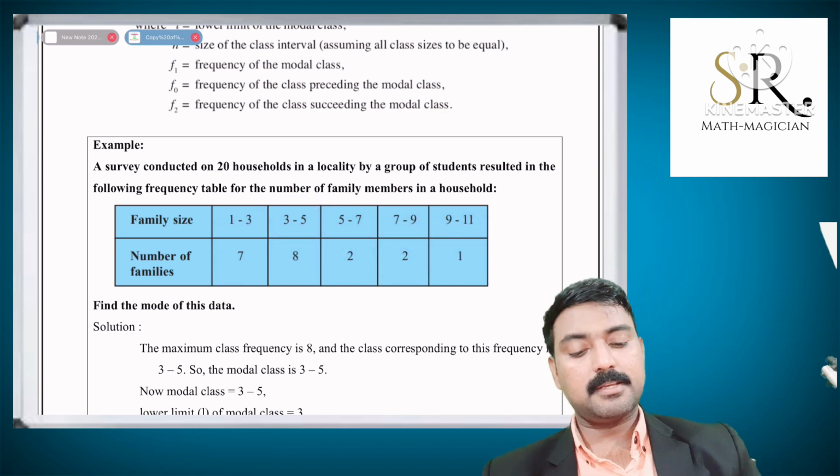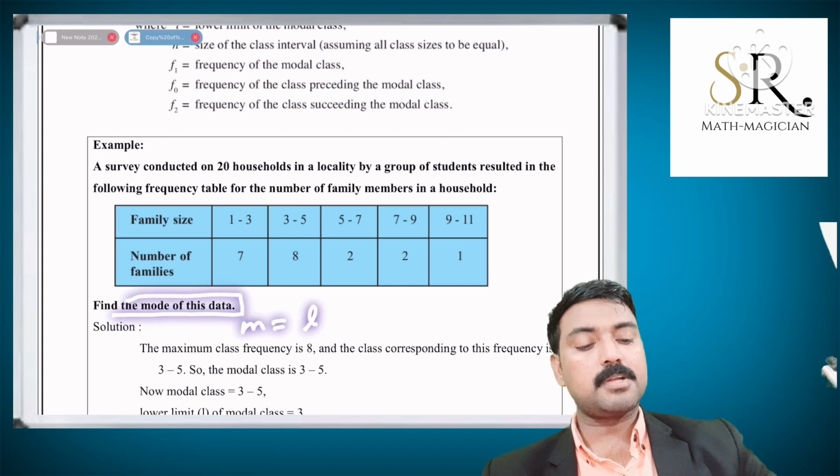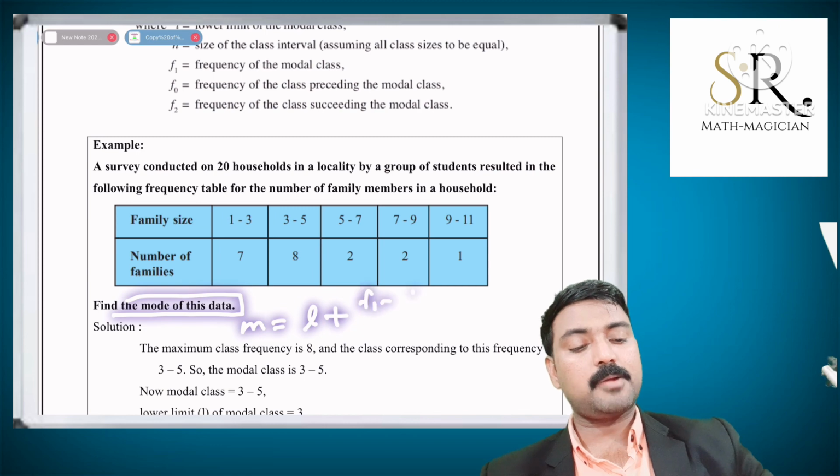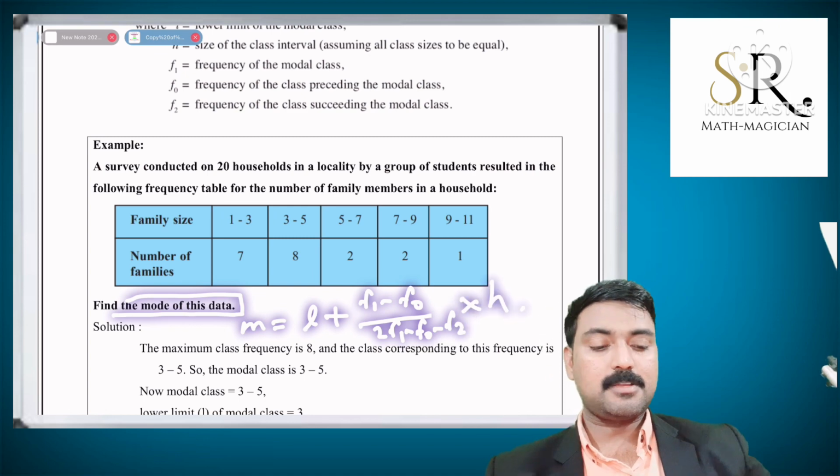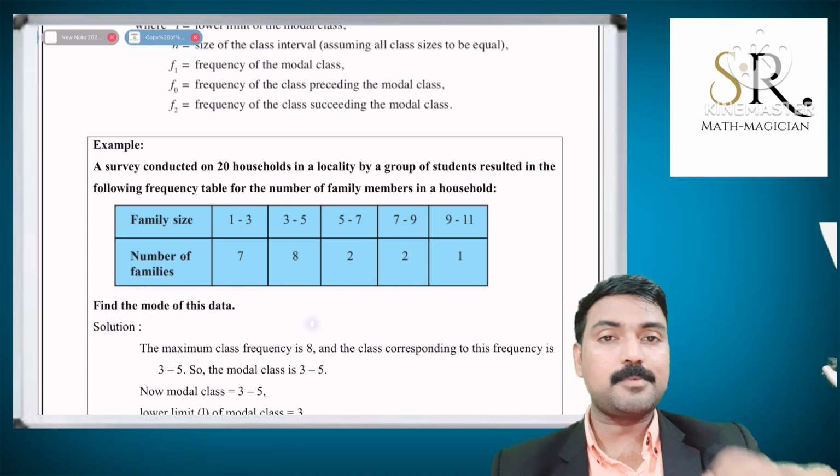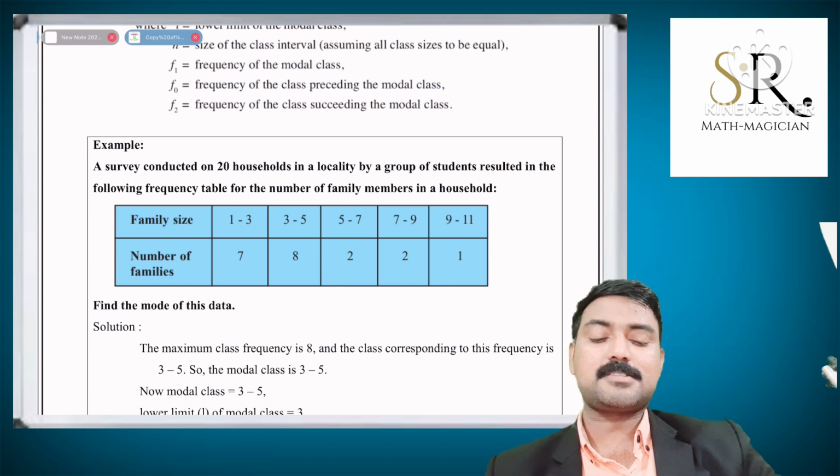So for finding the mode of this data, first we need to know the equation. What's the equation for finding mode? Mode is equal to L plus F1 minus F0 divided by 2F1 minus F0 minus F2, into H. The first letter is L. L means lower limit of the modal class. What is modal class? The class including the highest frequency.